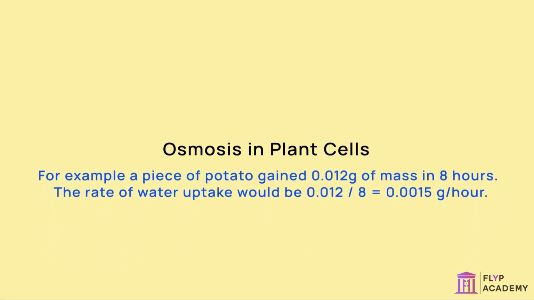For example, a piece of potato gains 0.012 grams of mass in 8 hours. The rate of water uptake would be 0.012 divided by 8, which equals 0.0015 grams per hour.